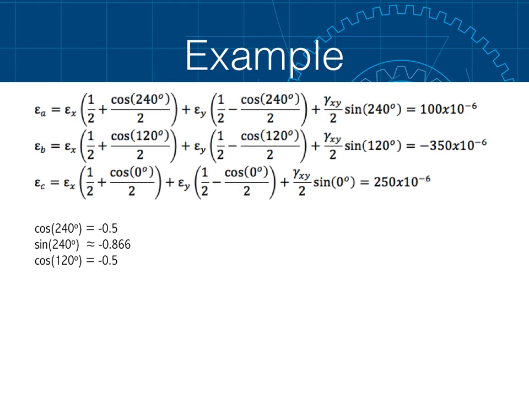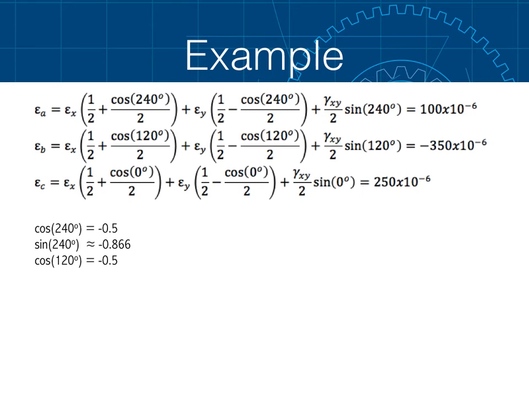Another trigonometric value in the strain gauge A equation is sine 240, which, when put into the calculator, gives us approximately negative 0.866. Now let's move to strain gauge B.